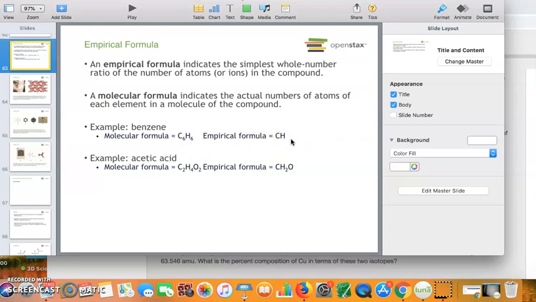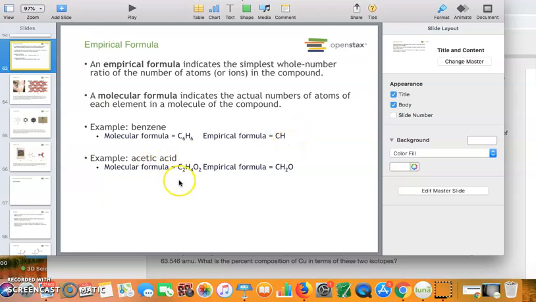Okay, so how do we do that? So I'm going to show you an example where we can figure that out. Basically, I'm going to tell you verbally, and then I'm going to show you some examples doing some problems later. So if we take 6 and divide each of these by 6, we get 1, right? 6 over 6 is 1. And so the simplest whole number ratio would be C1H1, or just CH.